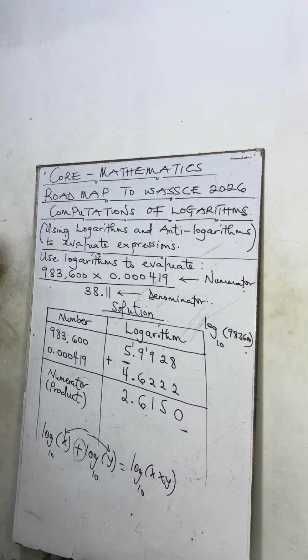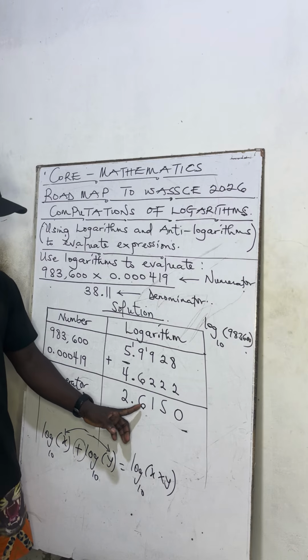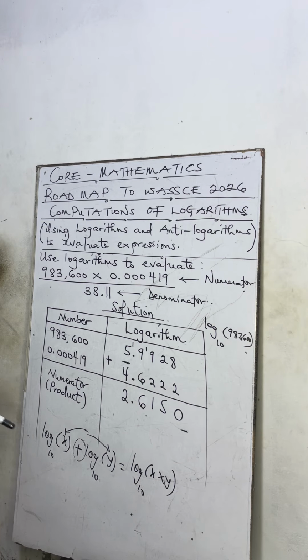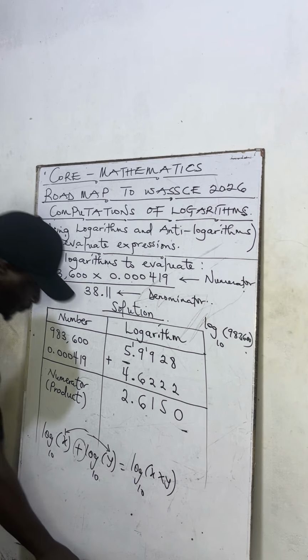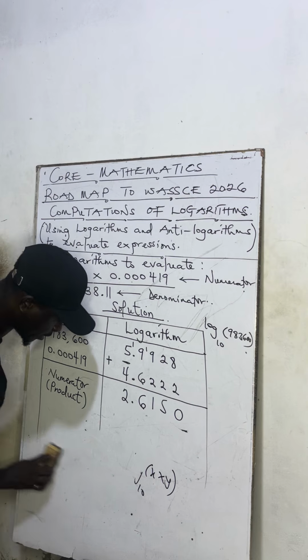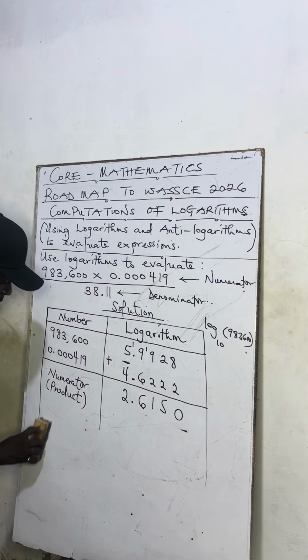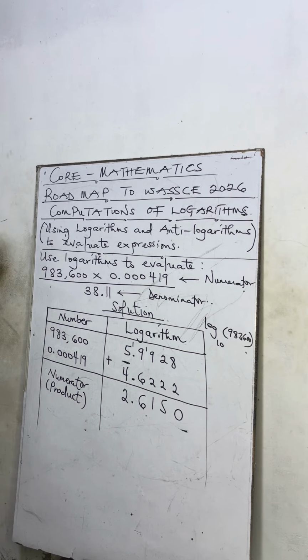Then we have this. So we get 2.6150. We get 2.615. All right, let me clean here. It's not difficult at all.